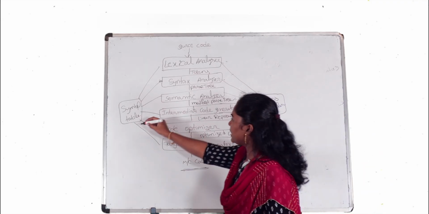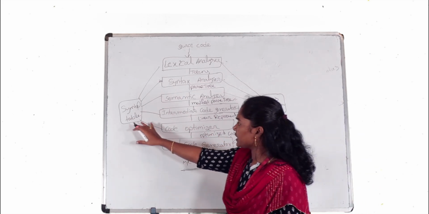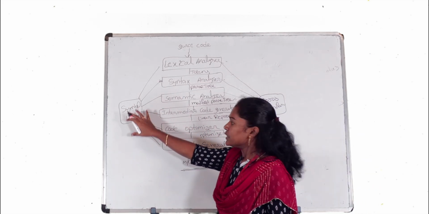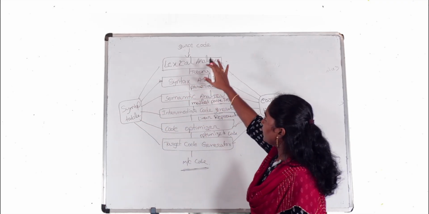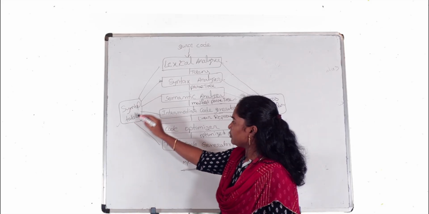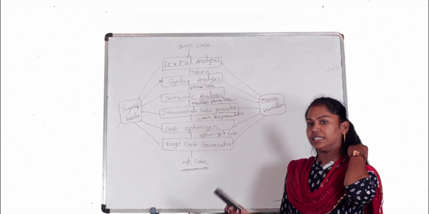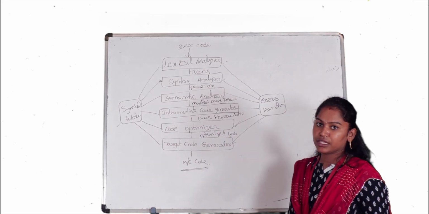The symbol table is a data structure to store data. It contains the entire information about all the phases in the compiler. That is the purpose of the symbol table. It contains the names and types of identifiers used in the different phases.